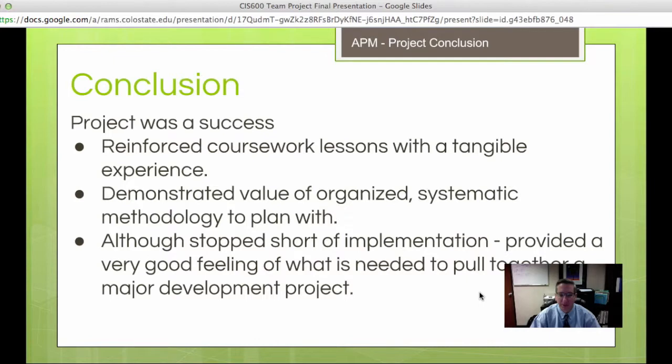if you hadn't done so. Although we stopped short of a full implementation, the project provided a very good feeling of what's needed to pull together a major development product.